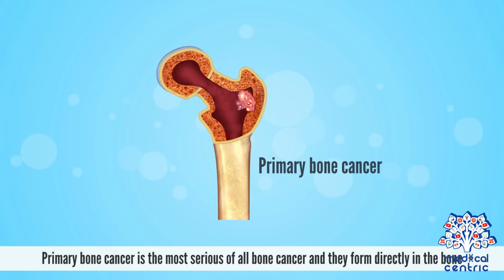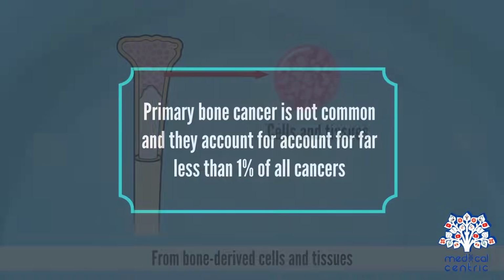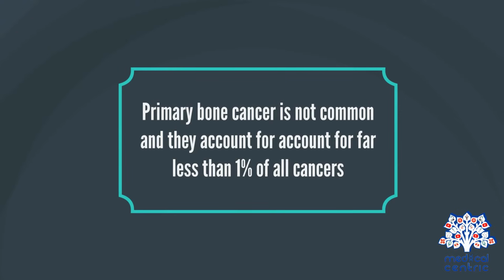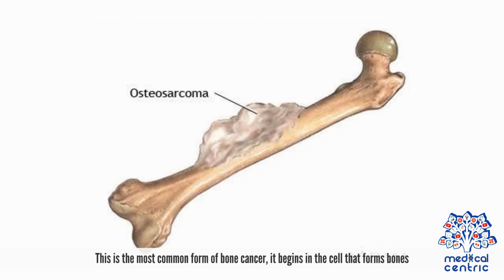Primary bone cancer is the most serious of all bone cancer, and they form directly in the bone or from bone-derived cells and tissues. Primary bone cancer is not common, and they account for far less than 1% of all cancers. Common types of primary bone cancer may include osteosarcoma. This is the most common form of bone cancer.